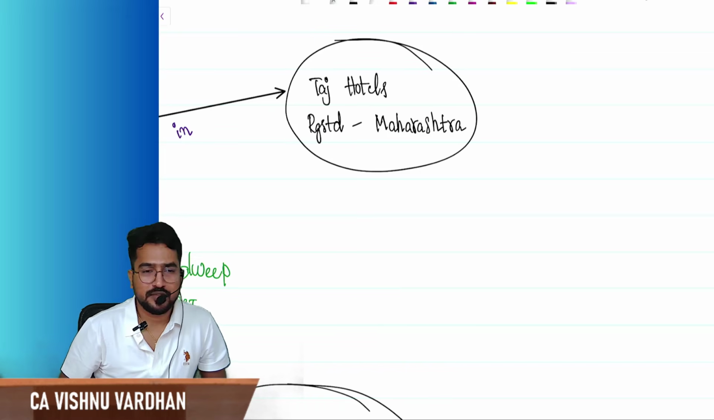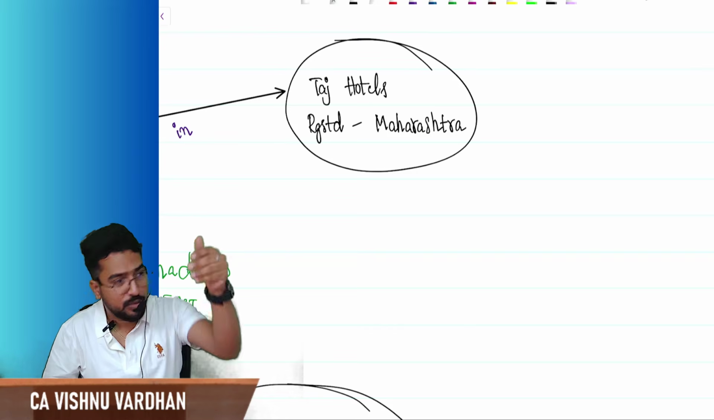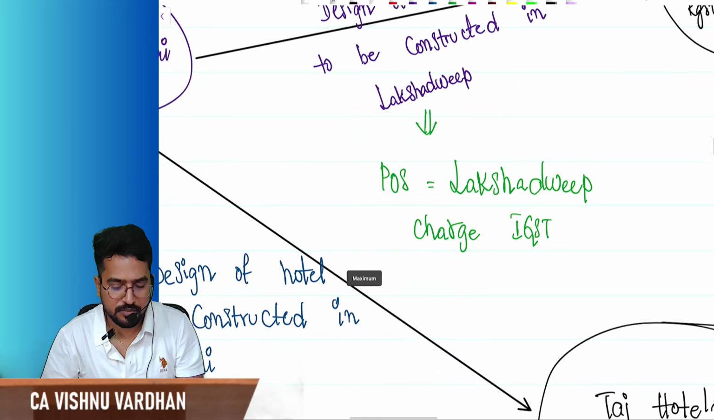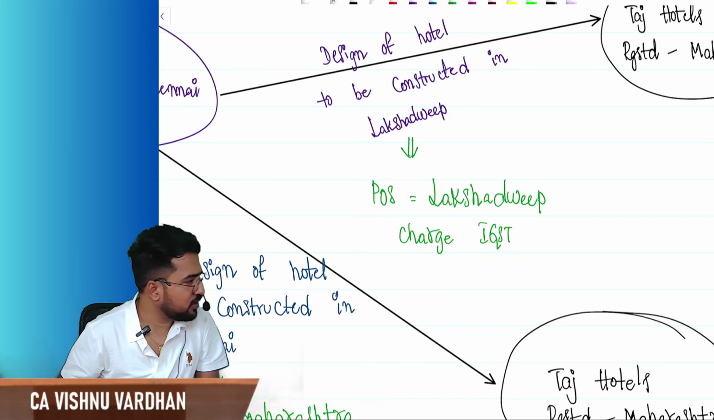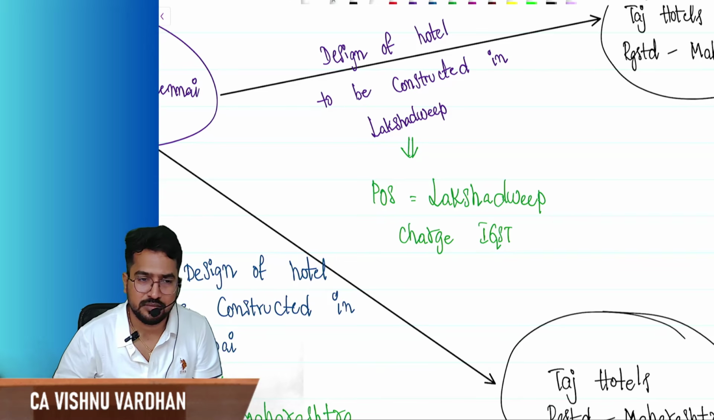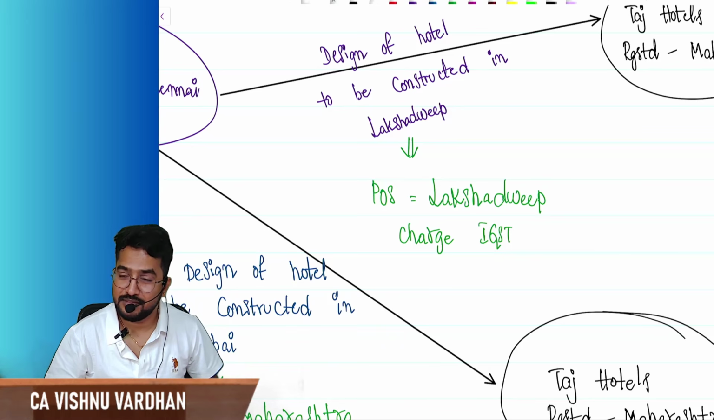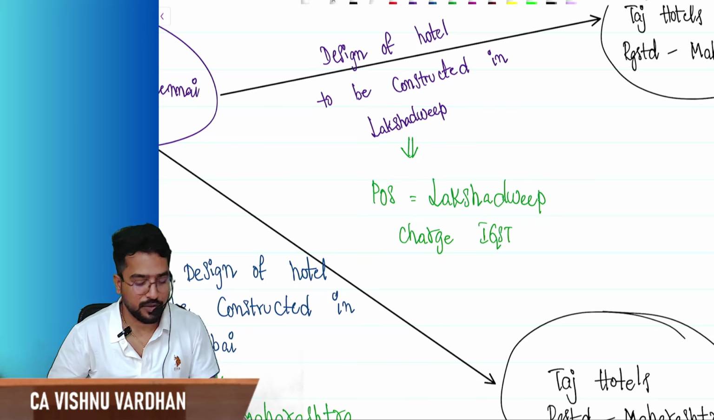Lakshadweep will be the place of supply because that is where the hotel is located or intended to be located. I am from Chennai, Tamil Nadu, but the place of supply is Lakshadweep. What will I charge? My GST. So IGST, clear.